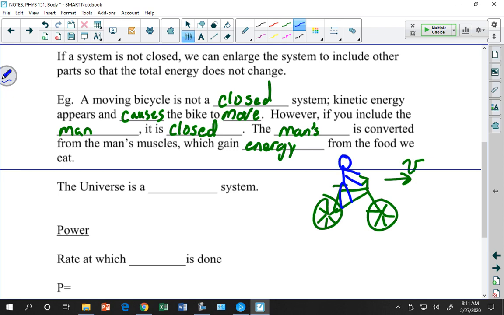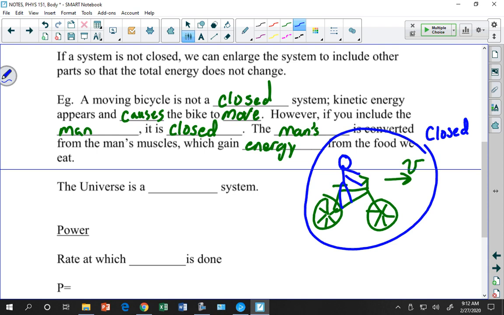If I include the person that's on the bike, and I take into account this entire thing, then that would be a closed system. Because the energy that's going into the bike is coming from the person, giving it this kinetic energy. I have this transfer of energy between these two objects, the bike and the person, and so I can think of the entire thing as a closed system. The universe is a closed system. No energy in, no energy out.